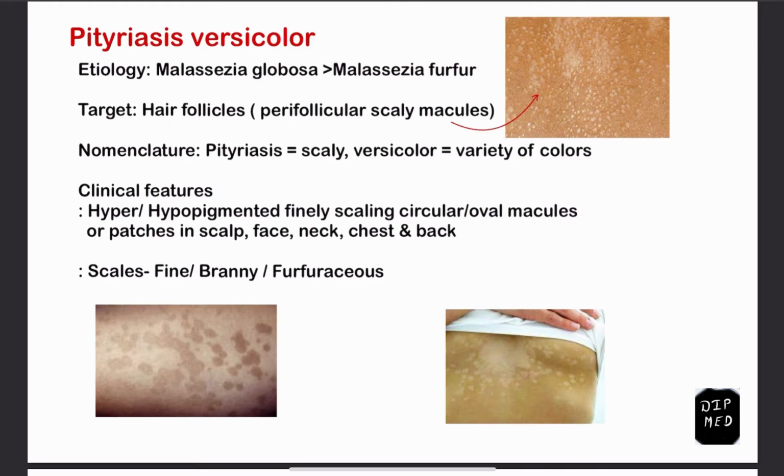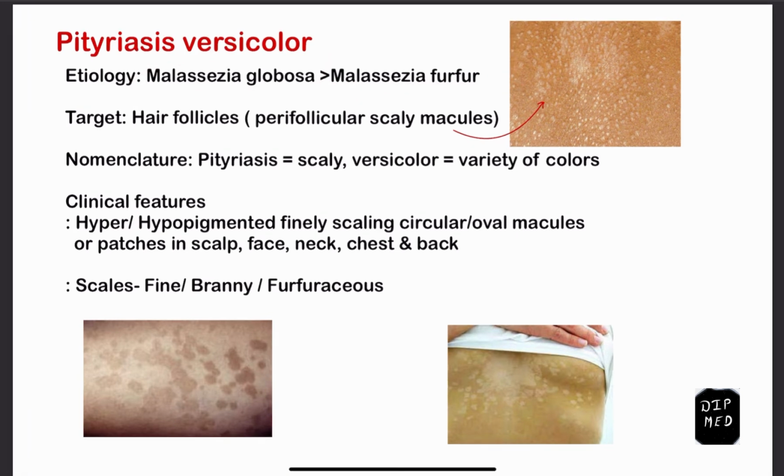The etiological agents of Pityriasis versicolor are the fungus Malassezia globosa and Malassezia furfur. Malassezia globosa is more common than the furfur. They usually target the hair follicles, classically causing perifollicular scaly macules as shown in this picture. As the nomenclature suggests, pityriasis means scaly and versicolor means variety of color.